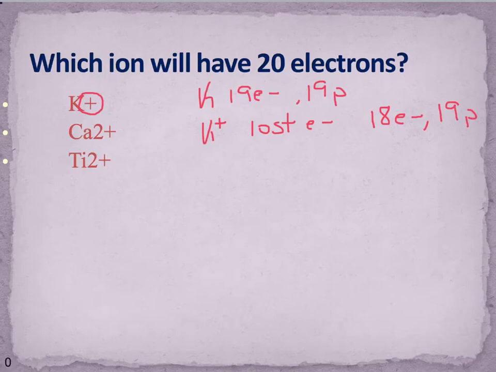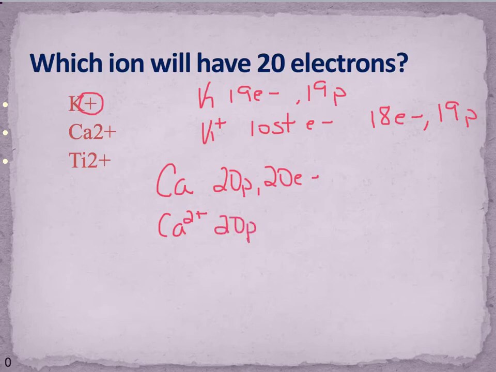For calcium, I can say, well, calcium has 20 protons, and neutral calcium has 20 electrons as well. But if I go to calcium 2+, the 2 tells me I've had a change of 2 electrons, the plus tells me I've lost 2 electrons, because I'm still going to have 20 protons because that determines the identity of the element. But now I'm only going to have 18 electrons because I have to have more protons than electrons, and I have to have 2 more, so I end up with a 2+ charge.